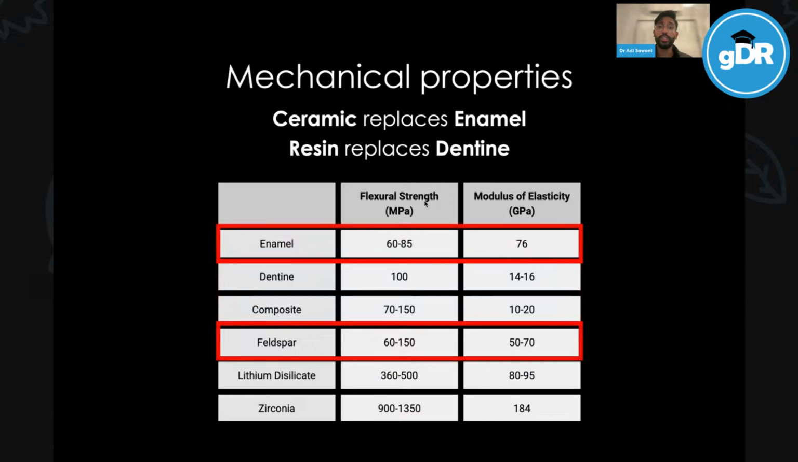And enamel actually matches up pretty well with feldspathic. The reason we've moved a little more towards lithium disilicate over the last couple of decades is that these teeth we're treating are a bit more compromised. We need a bit more reinforcement. We don't want something super brittle like zirconia or metal, but lithium disilicate seems to hit that sweet spot.